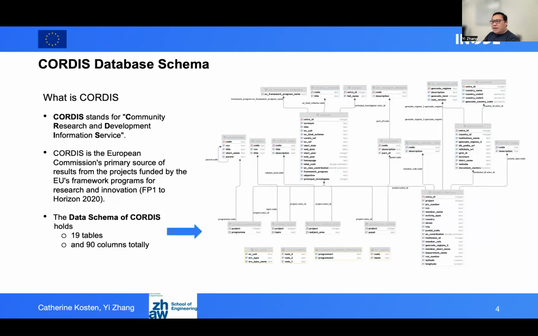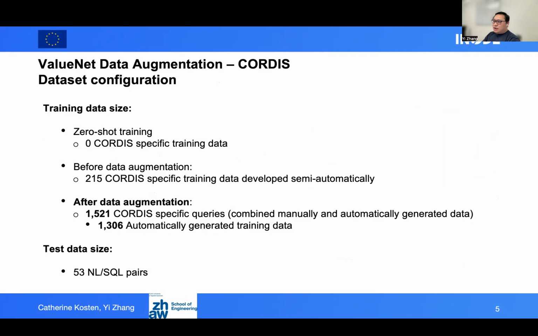So we applied ValueNet on the Kosten database. The Kosten database involves a domain of policy with project and asset management. Its data schema, shown on the right side, holds 19 tables and 90 columns in total. The challenge of applying ValueNet to this real-world database is how to produce training data in an effective and economic way.